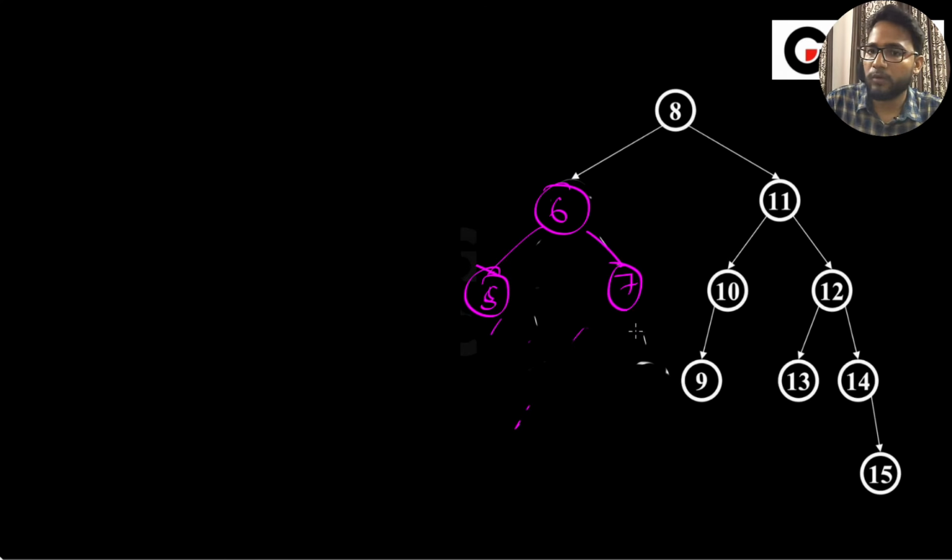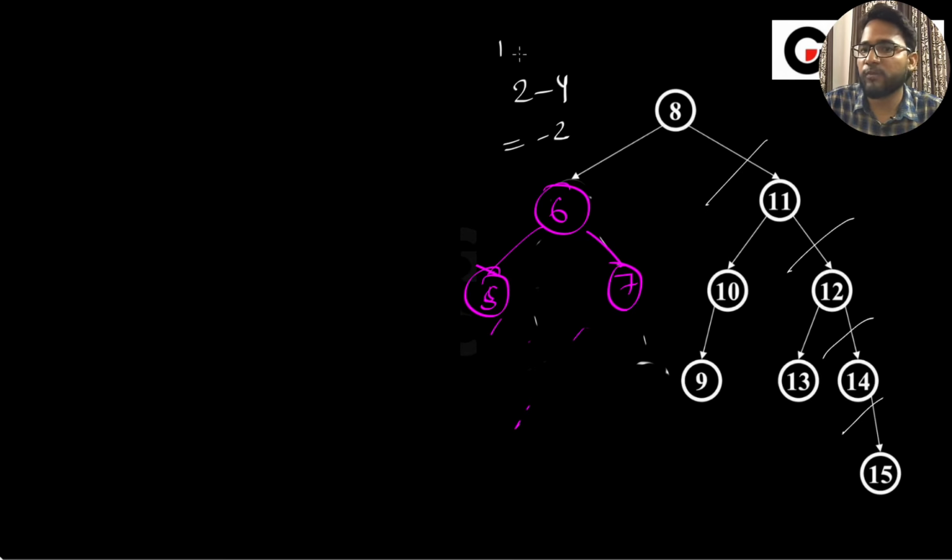Obviously no, because in case of deletion it might so happen that this 8 height or 8 balance factor might get disturbed. Let's just see this height is 1 or 2, whatever you want to say. So from here you are getting 2, and then from here you are getting 1 2 3 4, right? So you will say 2 minus 4, which means minus 2. Or you may say 1 minus 3, does not matter. Minus 2 is the balance factor for sure, right? So you will say that 8 is not balanced, right?